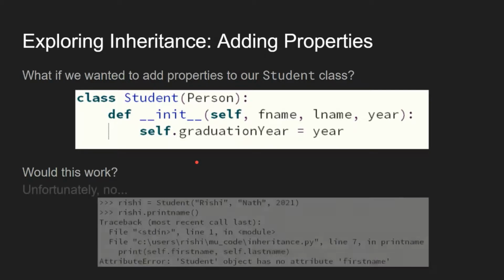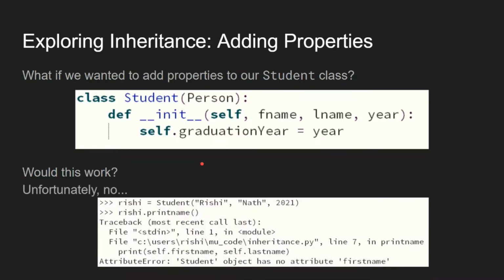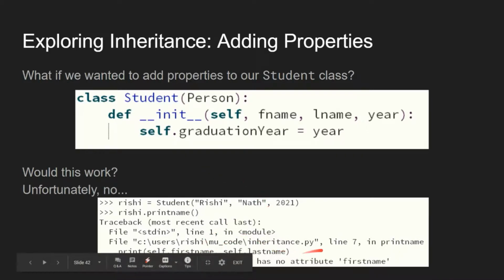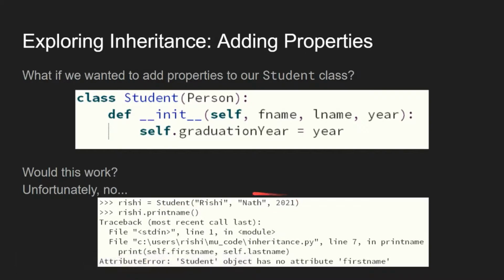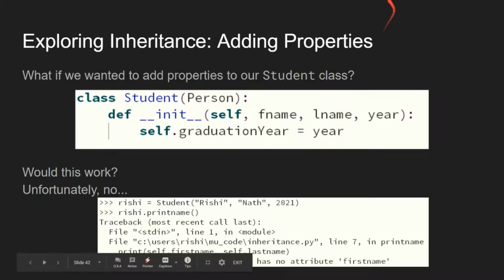So unfortunately, this doesn't work. This is the error we get. We get Student has no attribute firstName when we call the rishi.printName function. So notice there was no error when we initialized the class. When we called the constructor, there was no error. But when we try to call printName, there is an error. Student object has no attribute firstName. What the heck is going on?